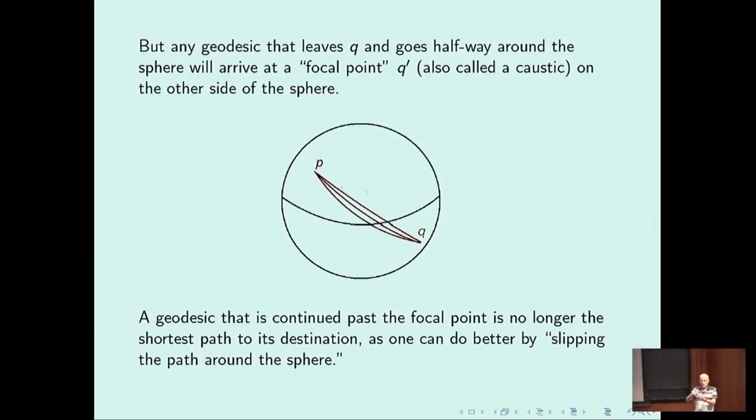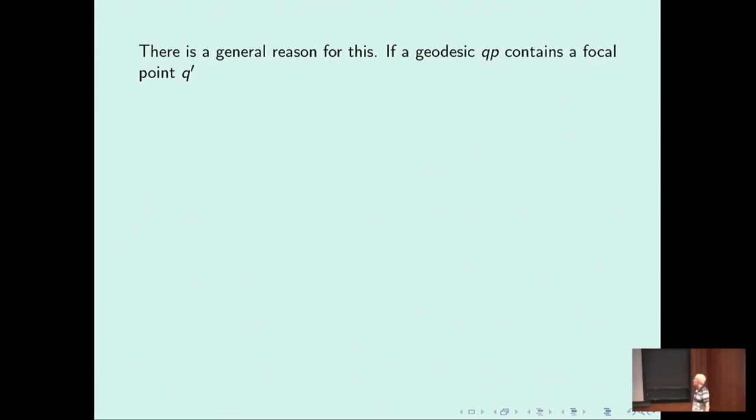In the case of the sphere, you all know this. You start at the North Pole, go around to the South Pole, and keep going. You've gotten there by a geodesic, but a shorter geodesic would have gone the other way around. So in general, if you continue a geodesic past a focal point, it's no longer the shortest path. And that's in general true.